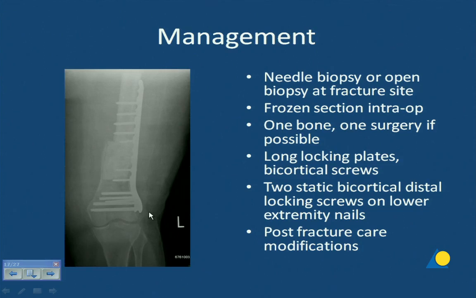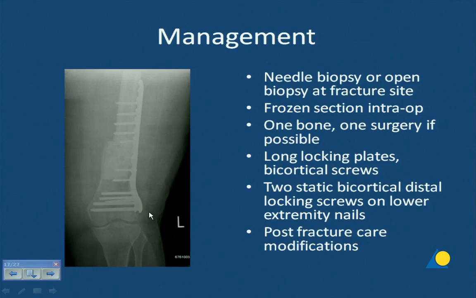If it is a highly bloody tumor, such as a renal cell, it gives you the opportunity to have embolization, and it allows you to plan the appropriate hardware device that you need for this patient. In general, we try to stick to the one bone, one surgery, if possible. In this particular patient, it would have been ideal to do a retrograde femoral nail.